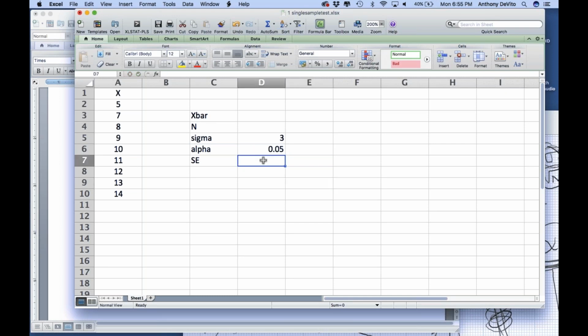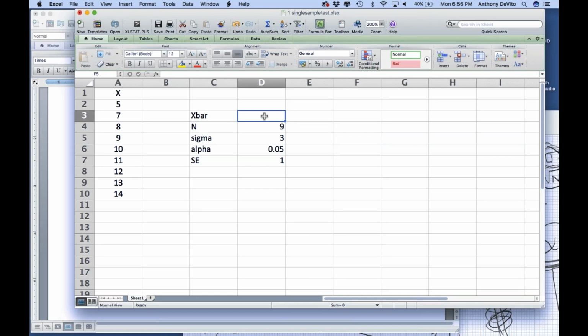Okay, anybody want to tell me how I calculate standard error if I know sigma? Sigma over the square root of the sample size, right? Sample size is 9. So that turned out to be 3 divided by the square root of 9, which is 3. So that's equal to 1. Okay, so that's my standard error.